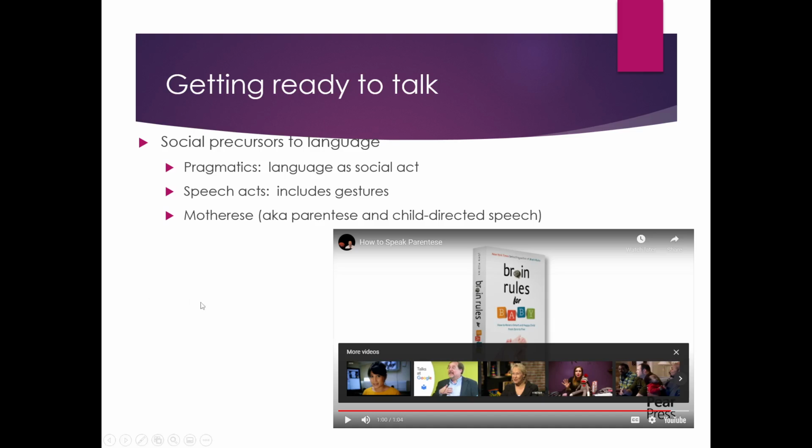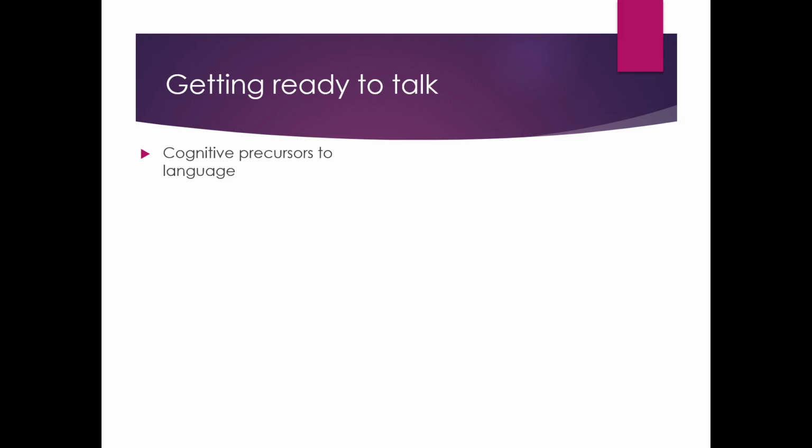So some cognitive precursors to language: you need to have object permanence, because why bother labeling these objects if they're just going to disappear? I may never see them again. So object permanence is a really critical first step in developing language.